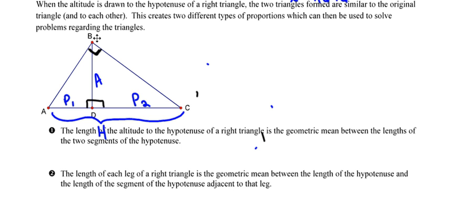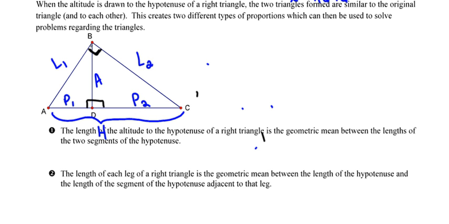And then segments AB and BC represent the legs of that original big right triangle. So I'm going to label them leg 1 and leg 2. Notice that leg 1 is in the same little triangle as part 1. That's important. And pay attention to the fact that leg 2 is in the same little right triangle as part 2. That's important.